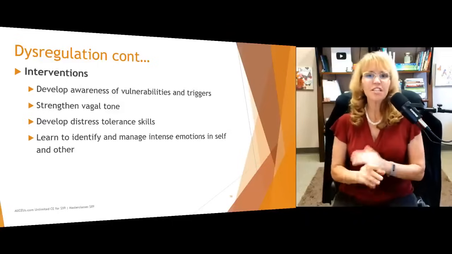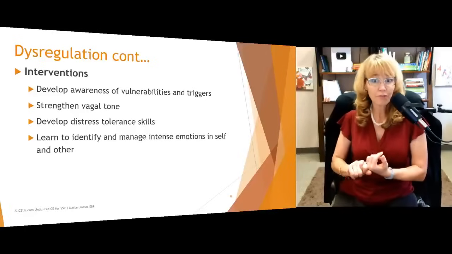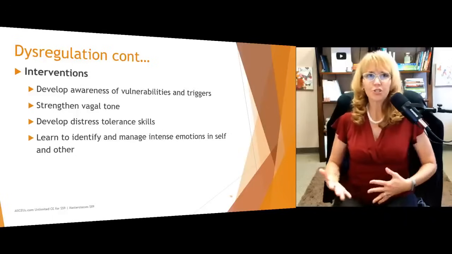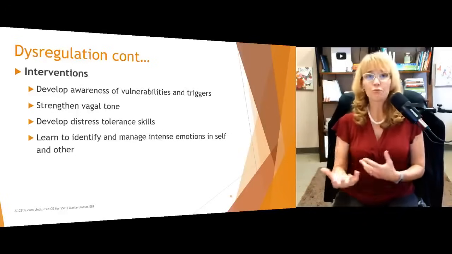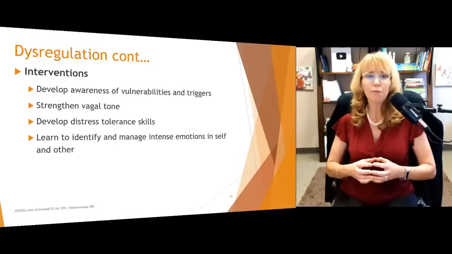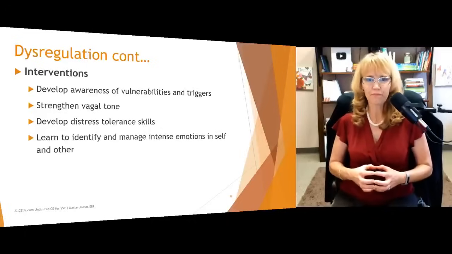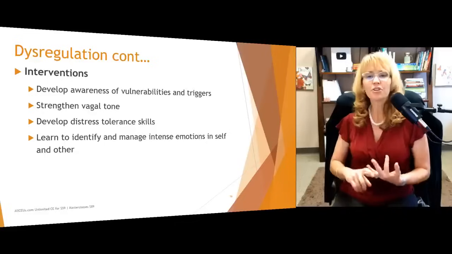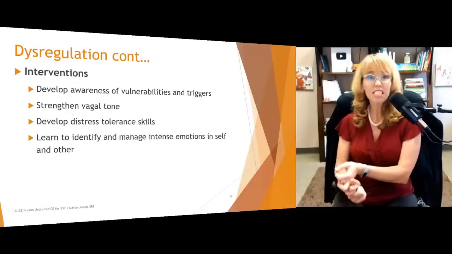Interventions help the person develop an awareness of vulnerabilities and triggers. Do you hear a theme here? Strengthen vagal tone, and you can do this through deep breathing. You can do this through a variety of activities that help strengthen the body's ability to trigger the relaxation response. Help them develop distress tolerance skills and learn to identify and manage intense emotions in themselves and others.